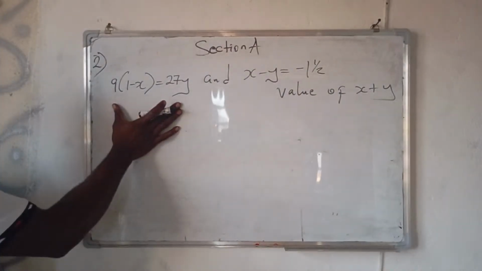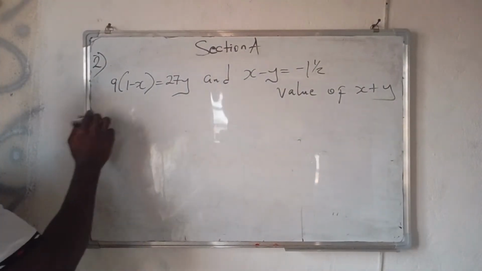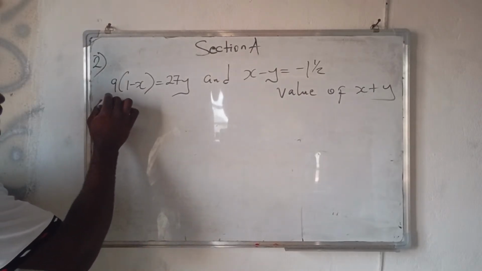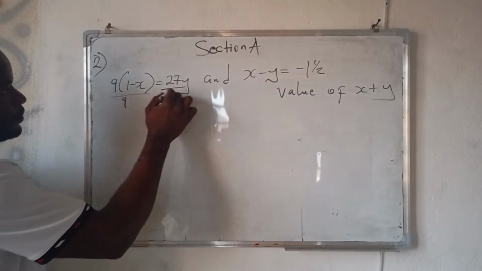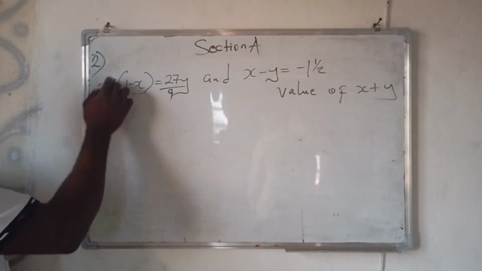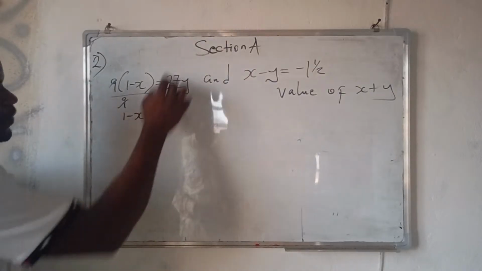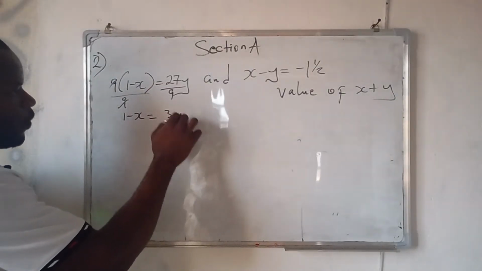Simplifying this, when we divide both sides by 9, 9 will take care of this. We are left with 3 here. So we're going to have 1 minus x is equal to 3y.